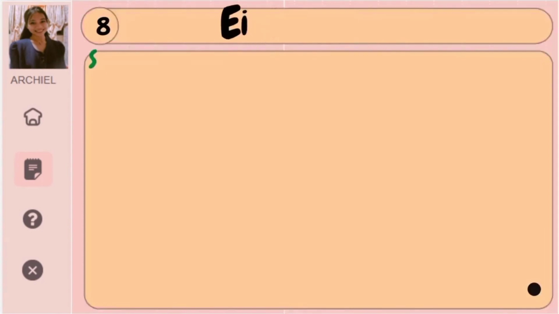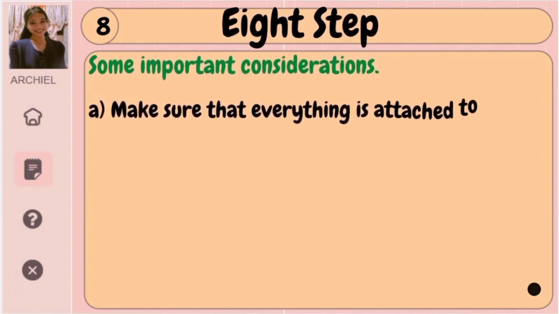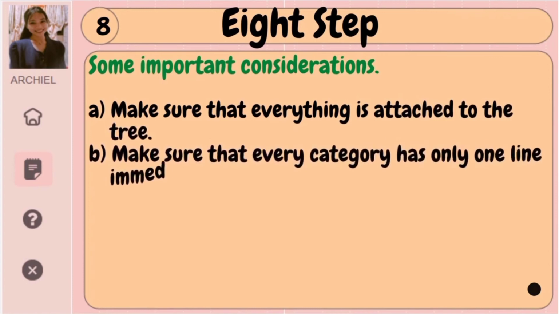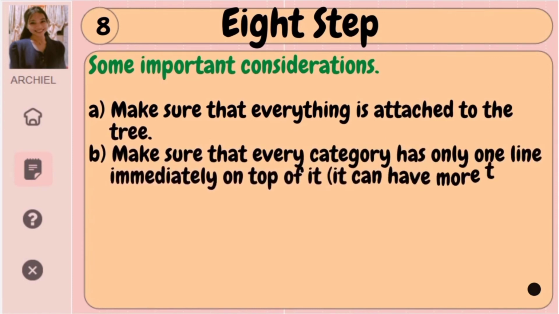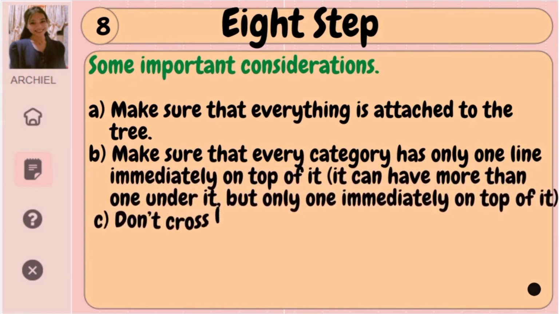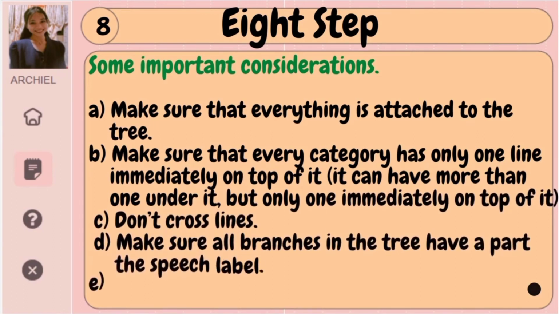Eighth step. Some important considerations. A. Make sure that everything is attached to the tree. B. Make sure that every category has only one line immediately on top of it. It can have more than one under it, but only one immediately on top of it. C. Don't cross lines. D. Make sure all branches in the tree have a part of speech level. And lastly, avoid triangles.